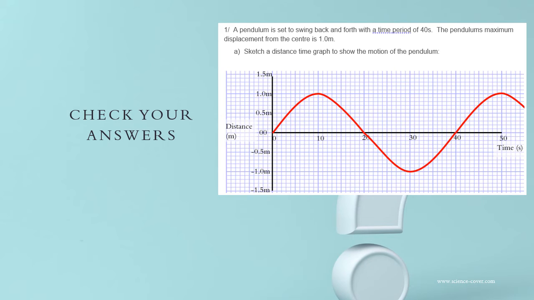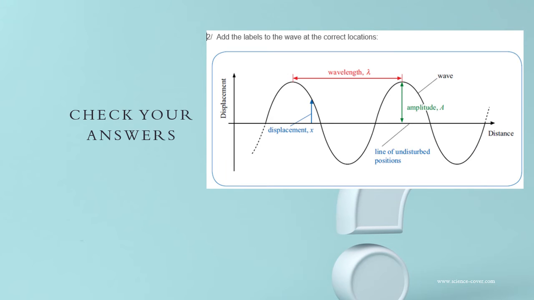Let's check our answers. Sketch a distance time graph to show the motion of the pendulum. The pendulum has a time period of 40 seconds, so one wave should take 40 seconds to create. We know that we have a maximum displacement of 1 meter, so we should see a peak at 1 meter and a trough at -1 meter. Add the labels to the wave at the correct locations. You can see the positions of the labels on the screen now.